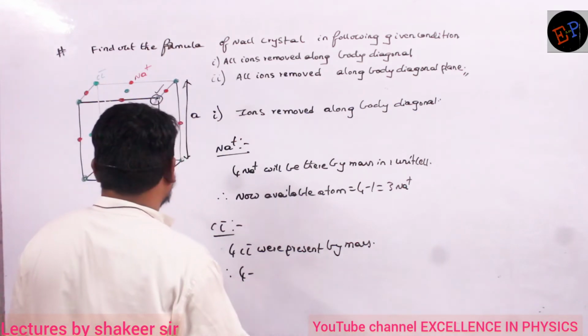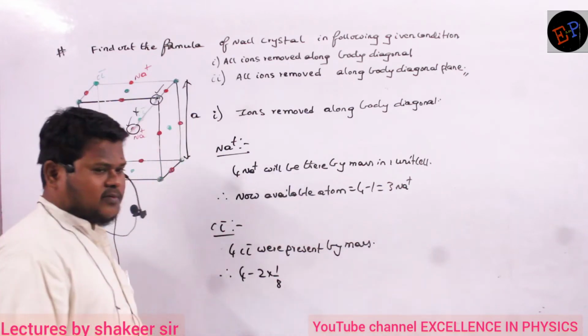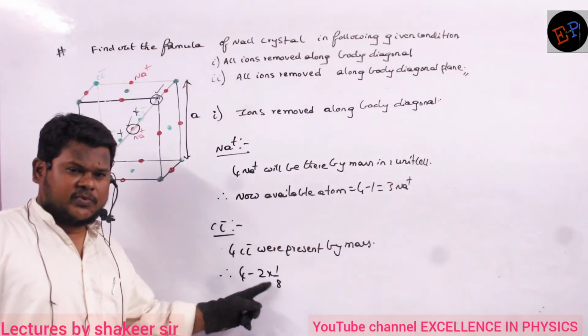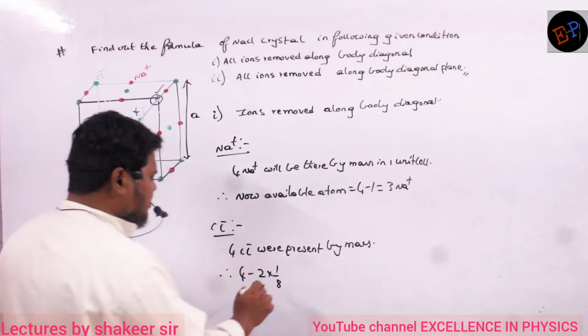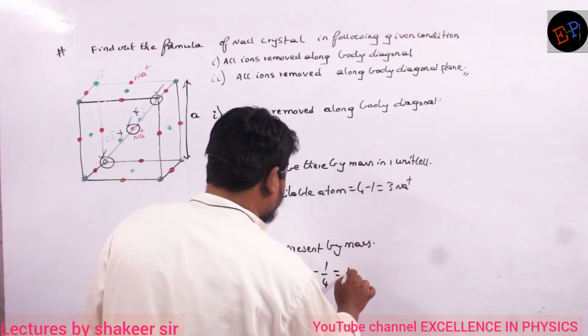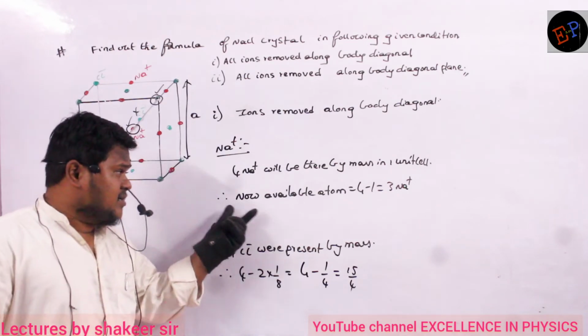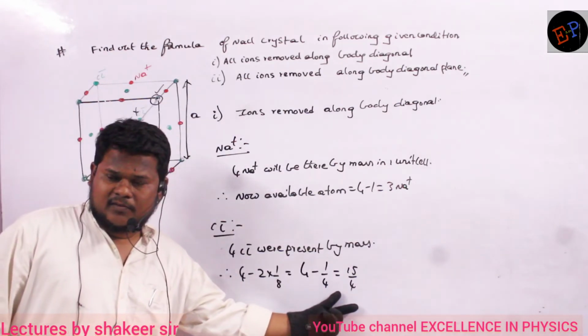So how can I do the calculation? 4 minus 2 into 1 by 8. There are 2 atoms, so I am multiplying by 2. The contribution is 1 by 8, so 2 into 1 by 8. Do you understand? So 4 minus 1 by 4, how much? 15 by 4. So by mass, Na plus present is 3, and Cl minus present is 15 by 4.